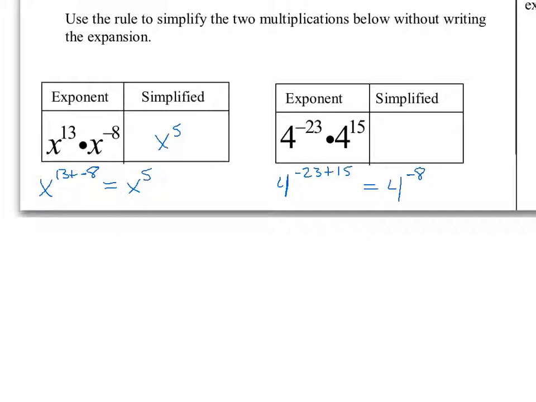Is this a simplified answer? No, can't have a negative exponent. So what do I need to do? Change it. 1 over 4 to the 8. We could put the negatives down under, and then it will be 1 over 4 positive 8. Perfect. 1 over 4 to the 8. So I flip it over the fraction bar and make it 1 over 4 to the 8.